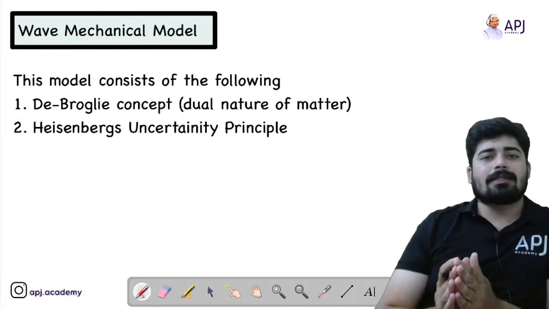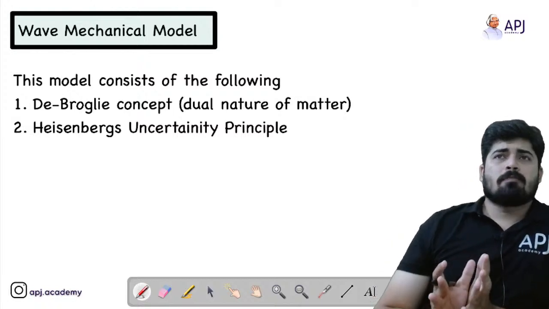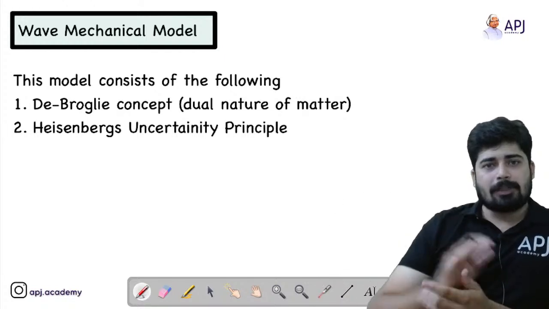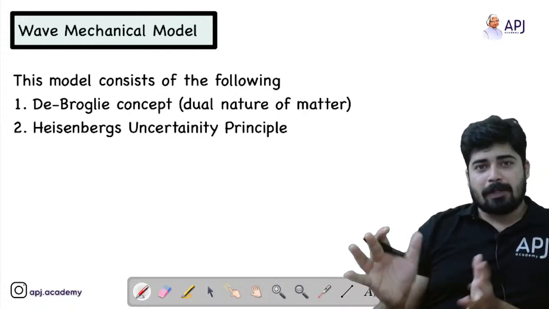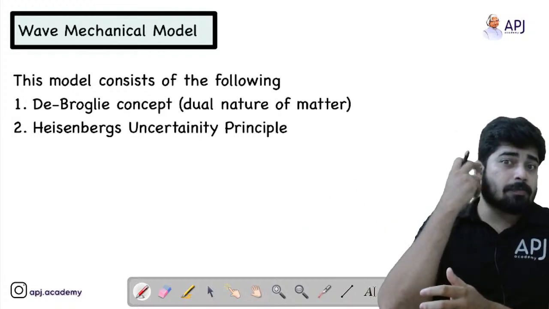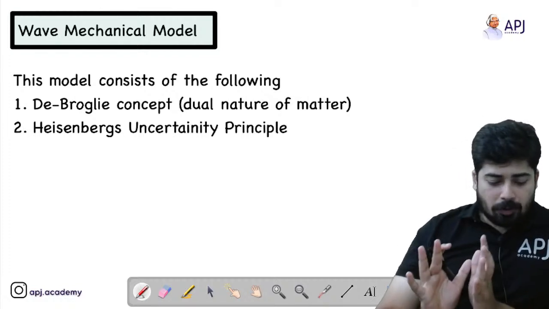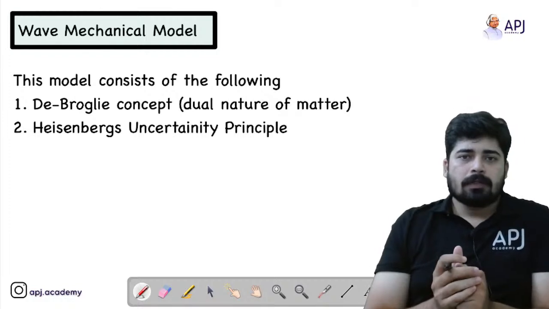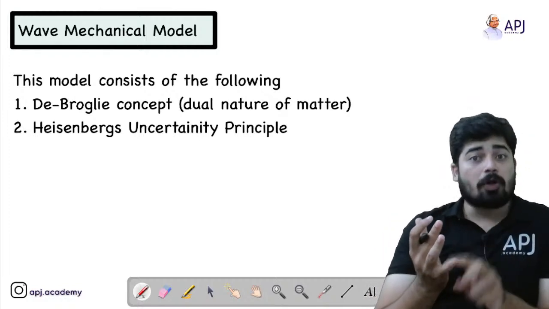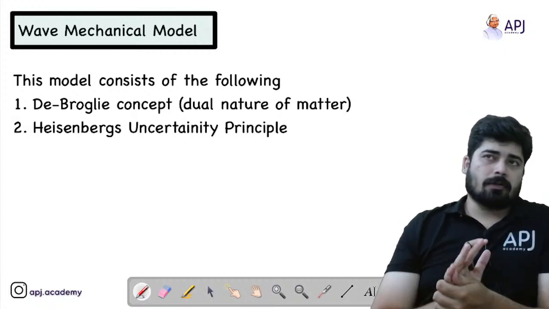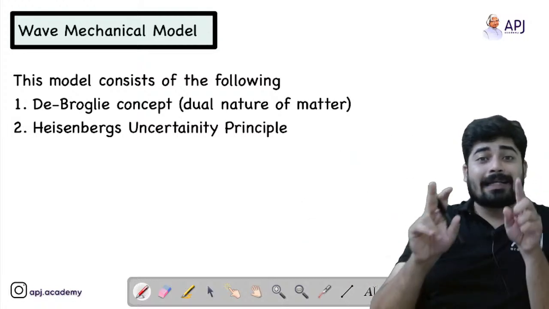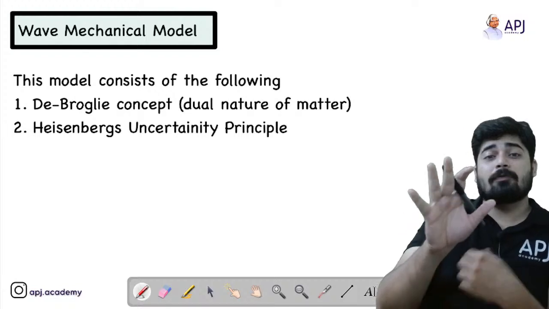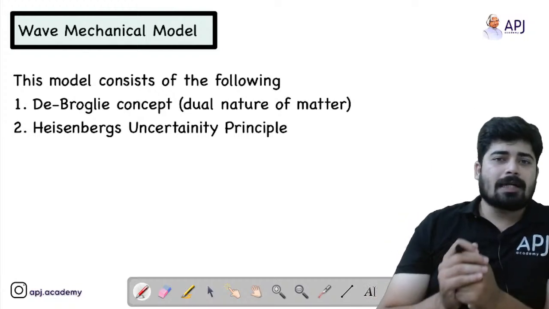Then the other one is Heisenberg's uncertainty principle. See, Bohr has told that we can find the electron in certain orbits, those which have an angular momentum of nh by 2 pi. But what Heisenberg has told is that we can never find an electron in exact positions. We cannot predict the exact position of the electron. He told that simultaneously we cannot predict both the exact position and the velocity of the electron. Either you can exactly predict the velocity of the electron, but at the same time you cannot find its position. If you are finding the electron's position, then at the same time you cannot measure the exact velocity of that electron. This is what Heisenberg's uncertainty principle says.